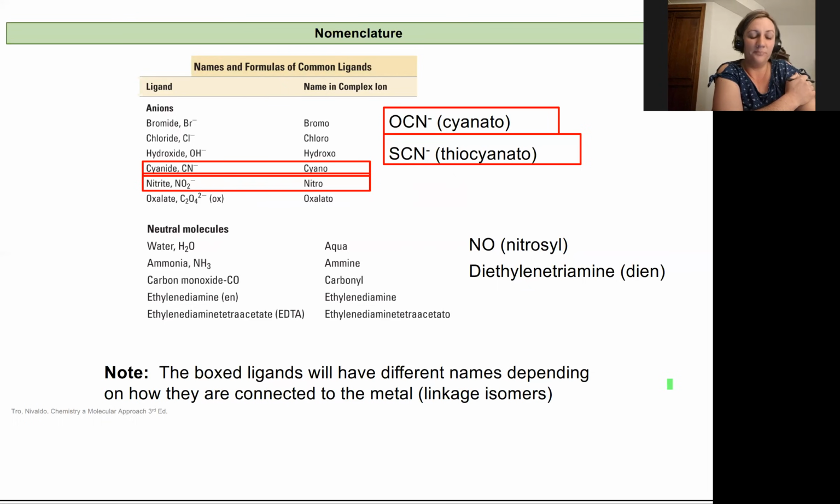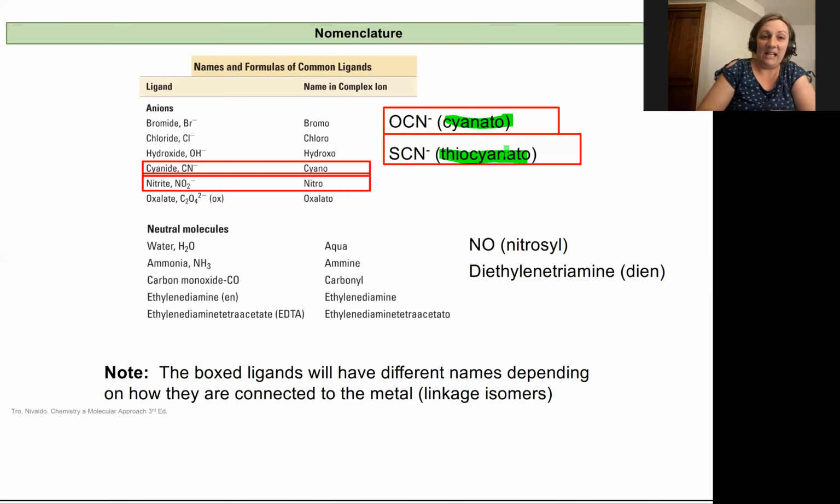Some ones that I wanted to add to this list too: an oxygen bonded to a carbon bonded to a nitrogen that has an overall -1 charge will be cyanato. And then we have thiocyanato as well when there's a sulfur instead of an oxygen.